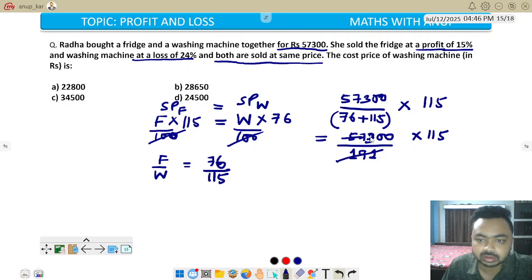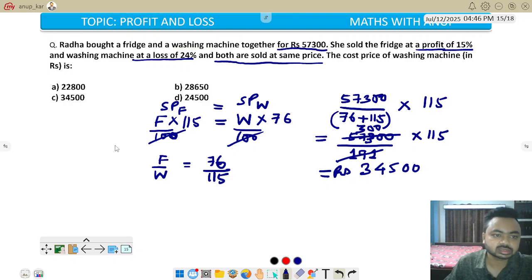So 191 goes 3 times into 57300, so it will be 300. So it is nothing but 00, 3 fives are 15, 1 carry, 3 ones are 3, so 345 00. So this is my answer. I hope it is clear. So coming to the next question.